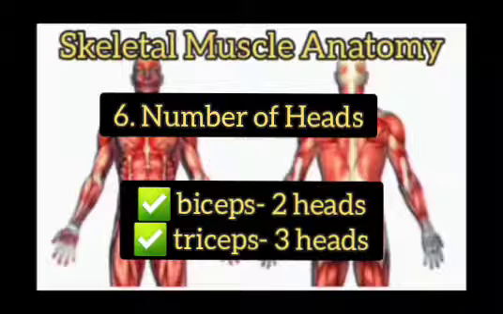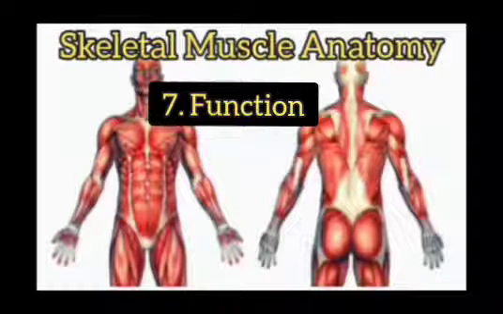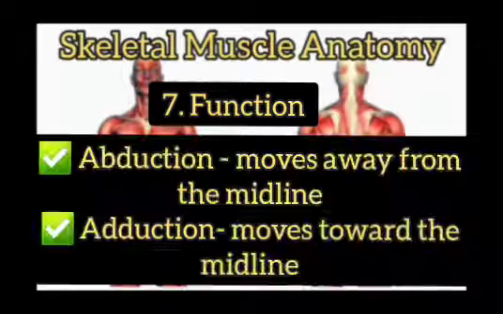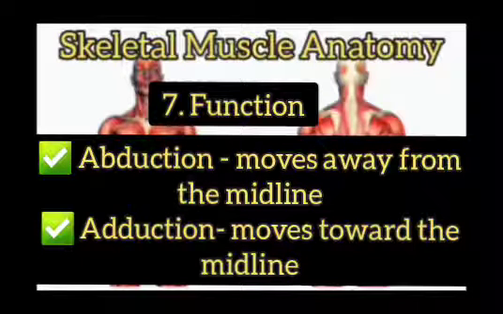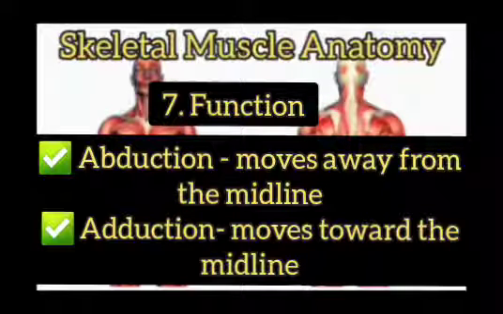Then we have the function. So function, for example, abduction and adduction. So adductors are the muscles that cause the type of movement to move toward the midline. Then abduction, or abductors, move a structure away from the midline. So that is the part on function.